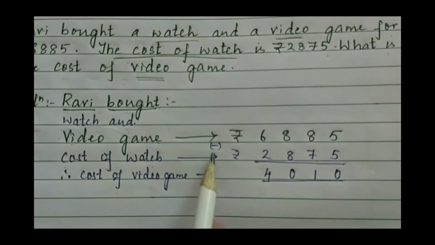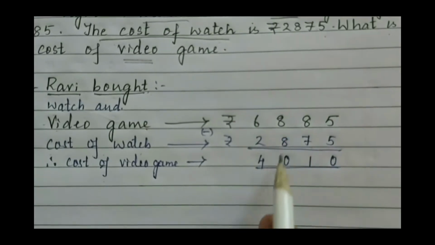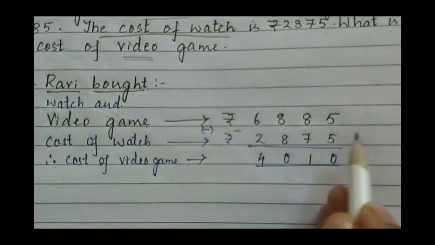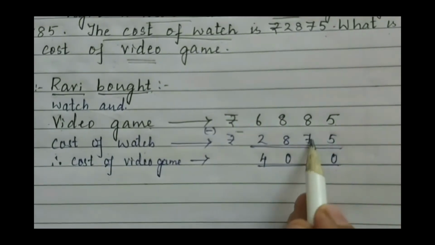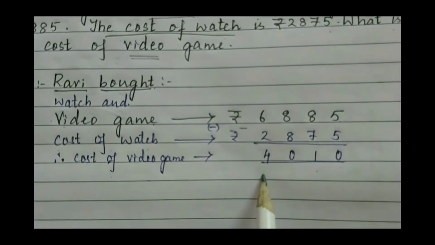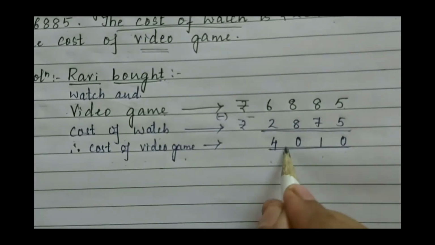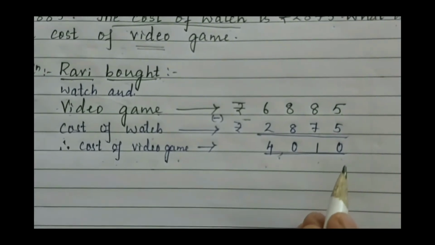For that we are going to subtract. Write down the numbers one below the other properly and then subtract. 5 minus 5 0. 8 minus 7 1. 8 minus 8 0. 6 minus 2 4. Therefore the cost of video game is 4110.